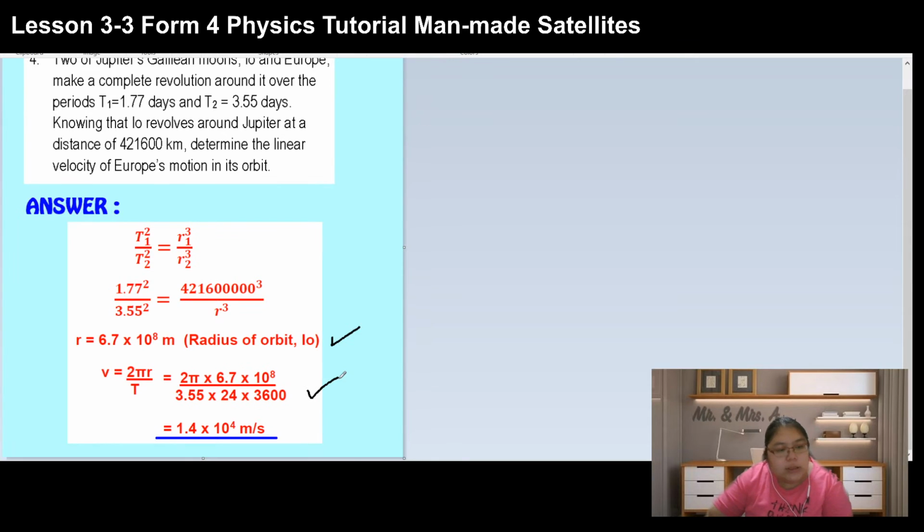This question never says anything about escape. They just say the speed. So sometimes you must read the question very carefully. If they mention the spacecraft or they say escape, then you need to use the escape velocity.